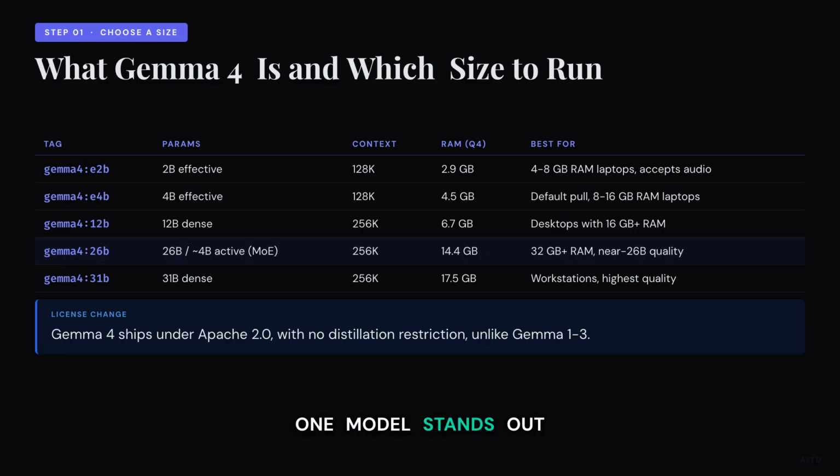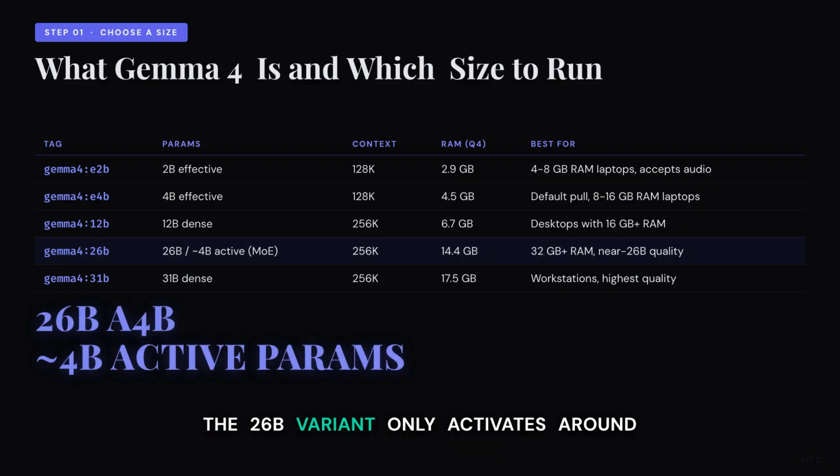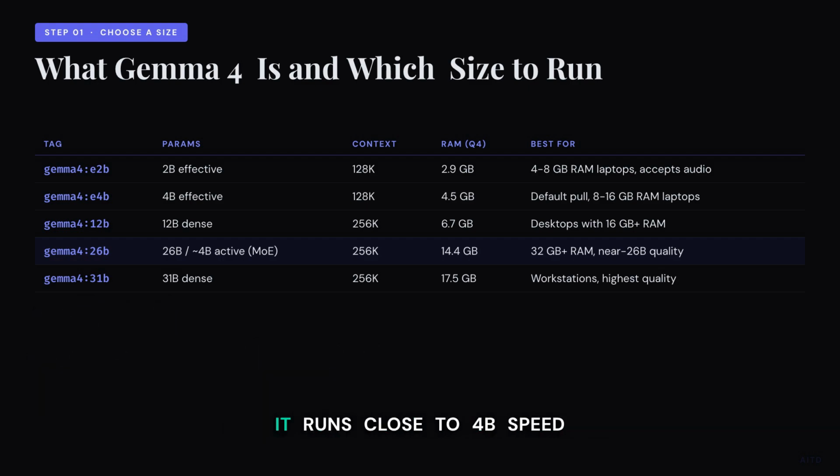One model stands out. The 26B variant only activates around 4 billion parameters per token, so it runs close to 4B speed. But Ollama still loads all 26 billion parameters into memory, so plan for 32 gigabytes of RAM or more. For most laptops, start with the default E4B model.